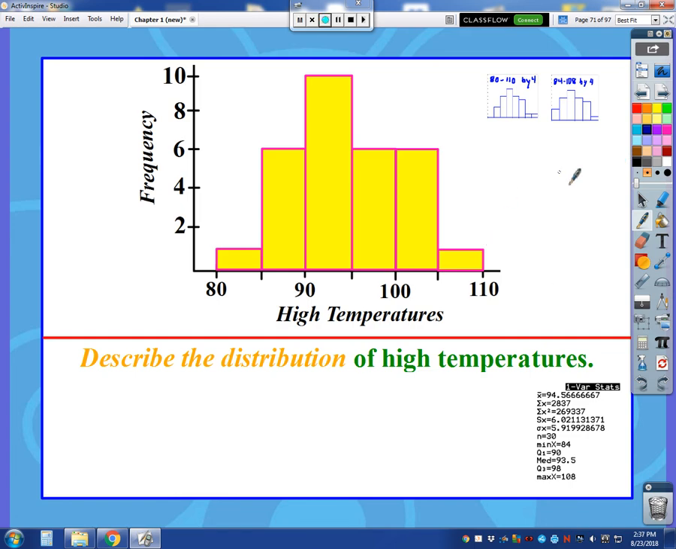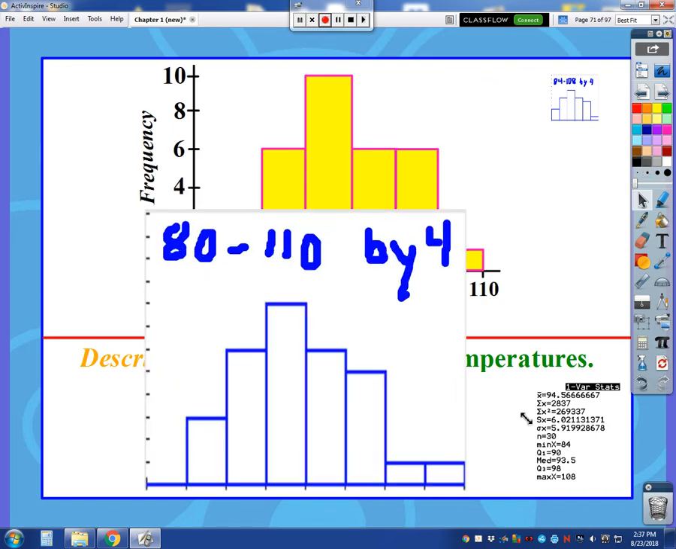Now I want to show you something here. What if I didn't start at 80 and go all the way up to 110 and count by fives? Would my histogram look different than this if I had started and stopped at different numbers or counted by different numbers other than 5? So I just want to show you 2 examples.